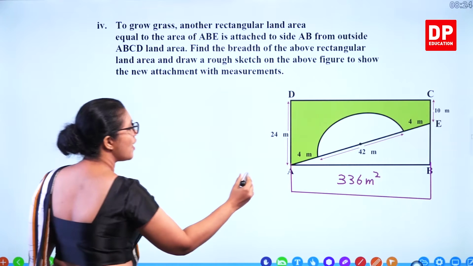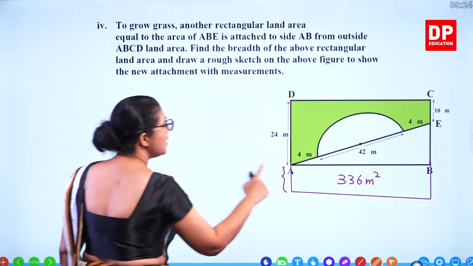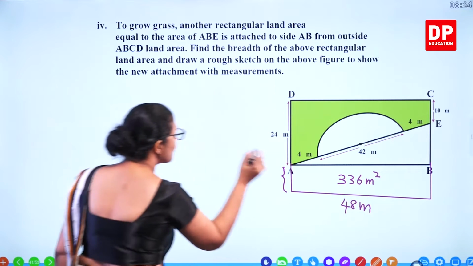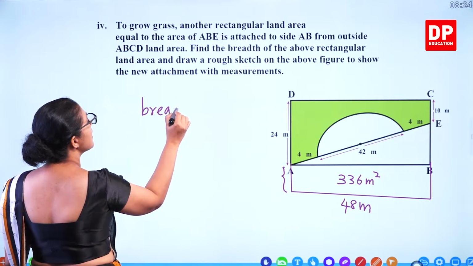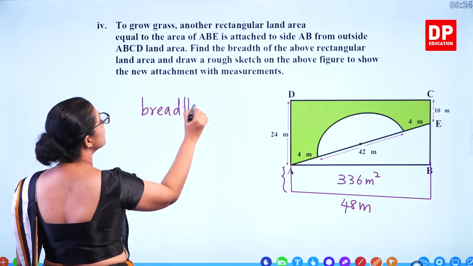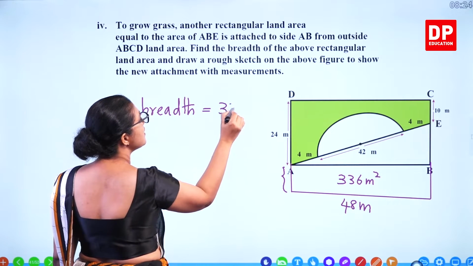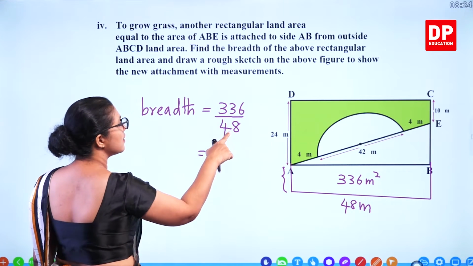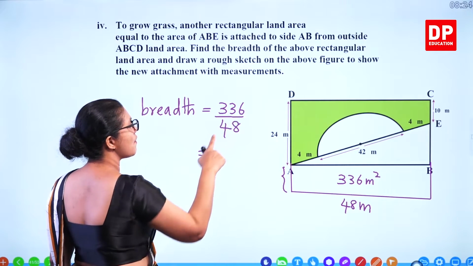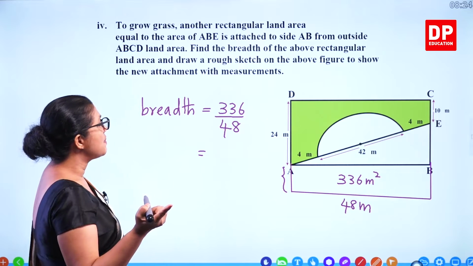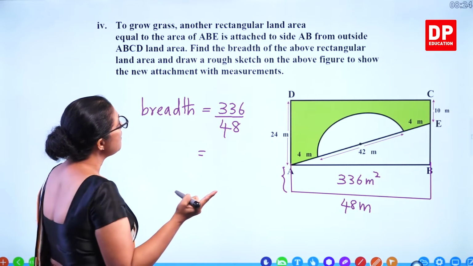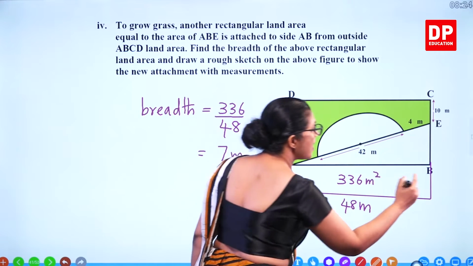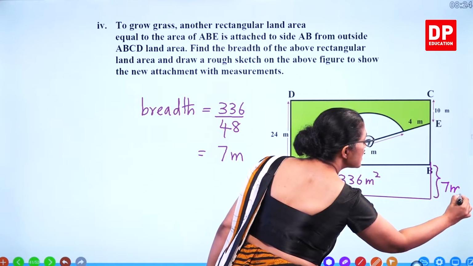So how do you find out this length? We know the length is 48. This is 48. So the breadth of the rectangle is 336 divided by 48. That's 7. 7 times 8, 56. 5 remaining. 7 times 4, 28 plus 5, 33. So 7. So the breadth is 7 meters. So you get a rectangle with 7 meters here.